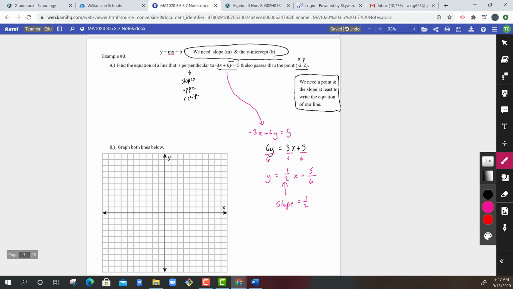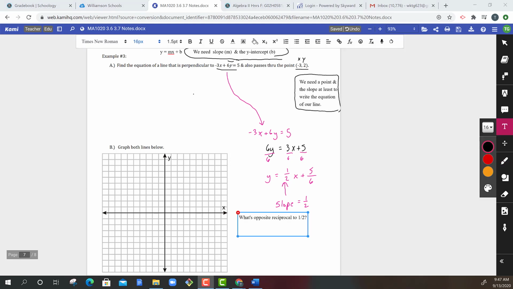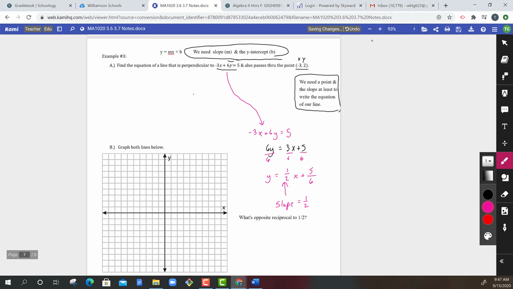So that means our line has a slope that's the opposite reciprocal of 1/2. So we need to figure out what's the opposite reciprocal of 1/2, and of course it's positive, so the opposite part would be negative, and the reciprocal of 1/2 would be 2, or 2/1. So this means we know the slope in this problem is -2. We have an x, y ordered pair, (-3, 2).